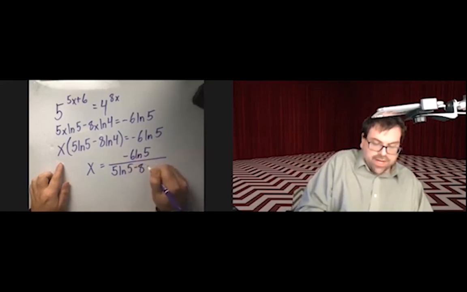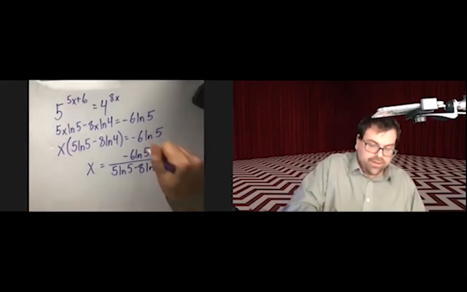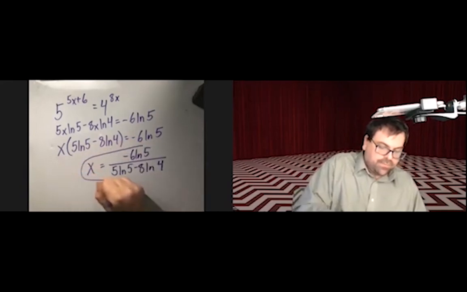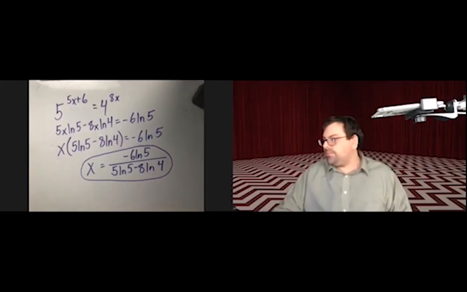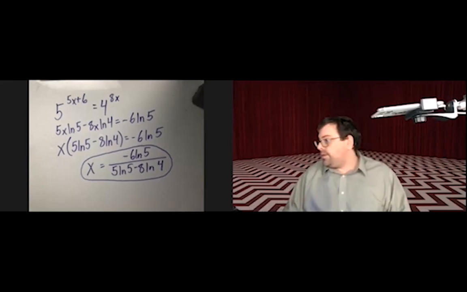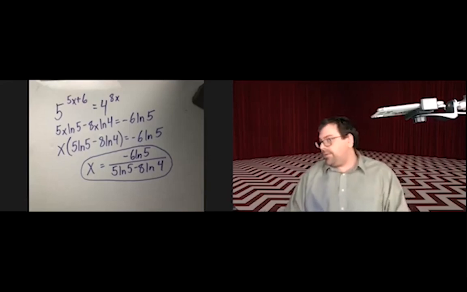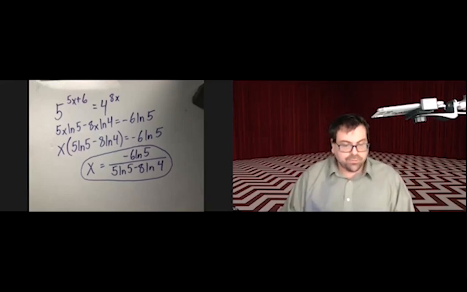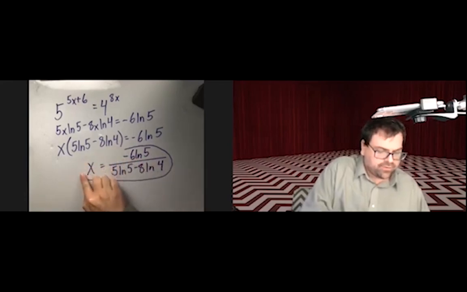Now, if you have a calculator with a natural log button, you can find the decimal approximation here. But this is what I'm looking for: x equals, and then everything written in terms of logs. The problem is we don't like that we have the negative. In fact, we would prefer that the top is positive. So I'm actually going to go ahead and uncircle this because we're not in final form yet.